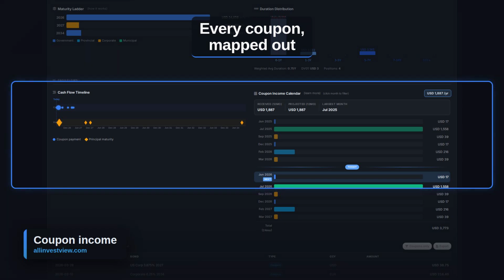The coupon calendar lays out every payment across the next 2 years, what you've received, and what's still scheduled, so you see the actual cash your bonds pay you month by month.